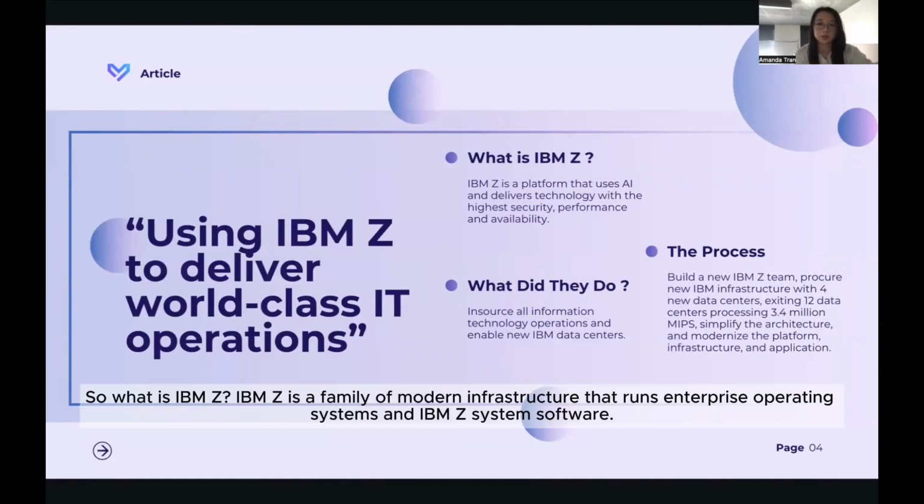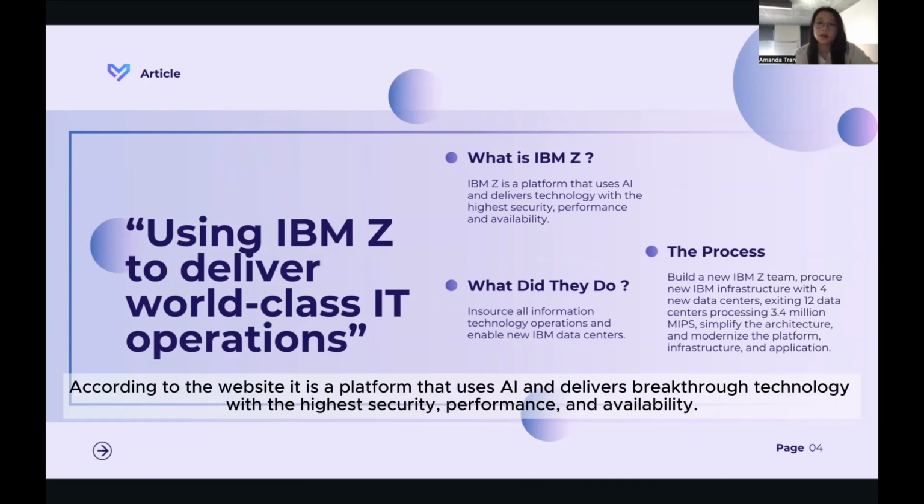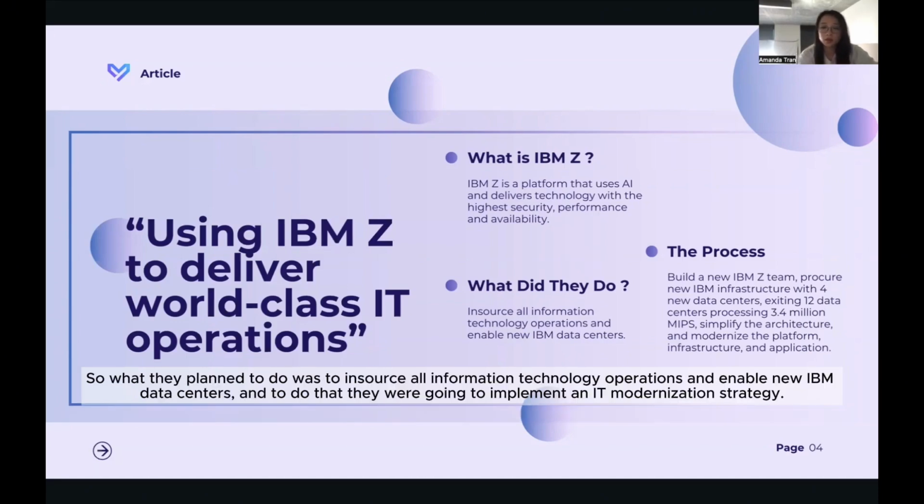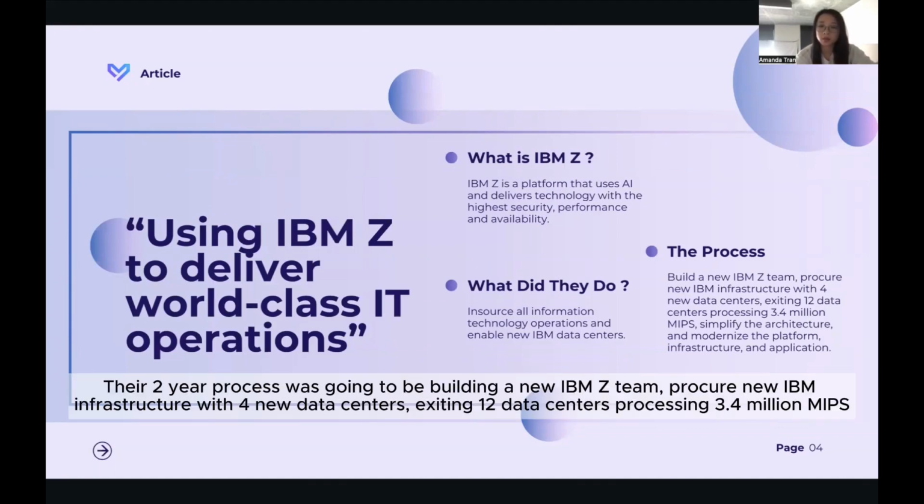So what is IBM-Z? IBM-Z is a family of modern infrastructure that runs enterprise operating systems and IBM-Z system software. According to their website, it is a platform that uses AI and delivers breakthrough technology with the highest security, performance, and availability. So what they planned to do was insource all information technology operations and enable new IBM data centers. And to do that, they were going to implement an IT modernization strategy.